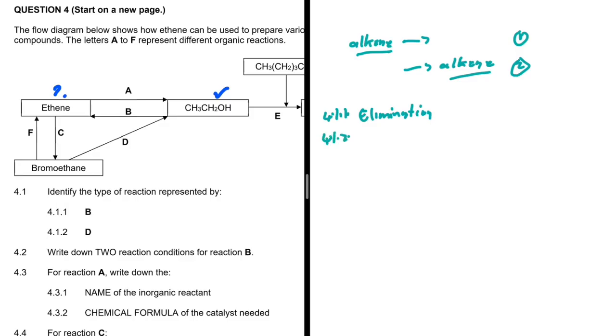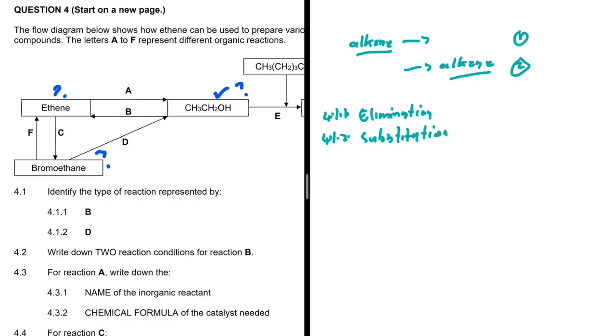Identify the type of reaction represented by D. So again, does it start with an alkene? No, it does not. Bromoethane is not an alkene. And does it end with an alkene? It is not. It ends with an alcohol. So because the first condition is not met and the second condition is also not met, then it would be a substitution reaction. Those are the only two things that we need to look at.